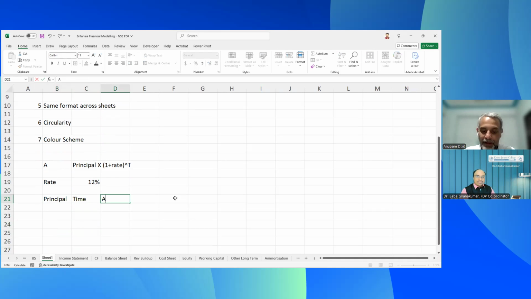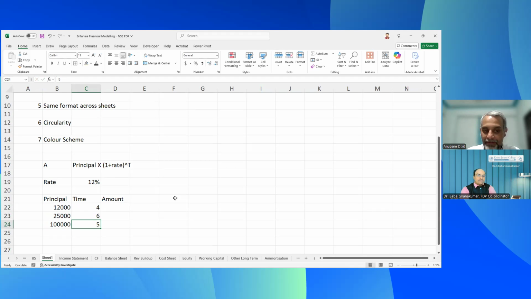And in this column, we want to calculate the amount, right? Now, principal is, let's say, 12,000 in the first case. Next case, it's 25,000. And in the third case, let's say it is 1 lakh, right? So we get three values here. Time is 4 years, 5 years, and 6 years, right? What would be the amount here?